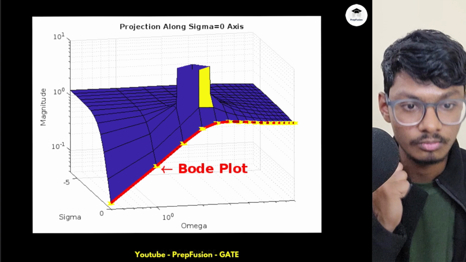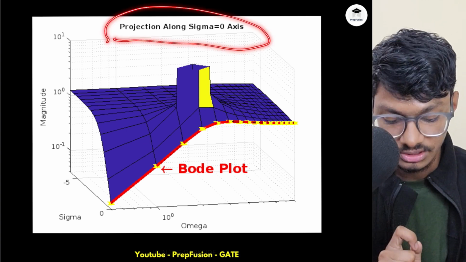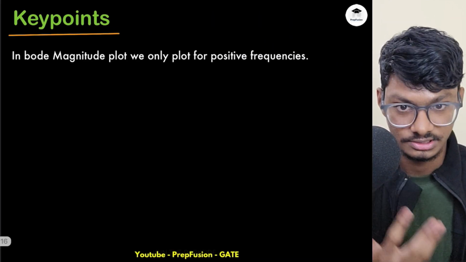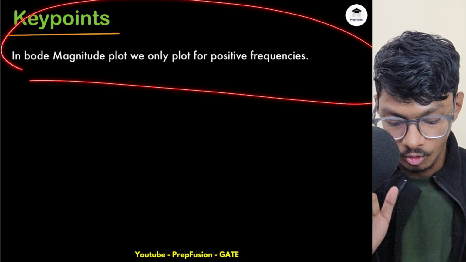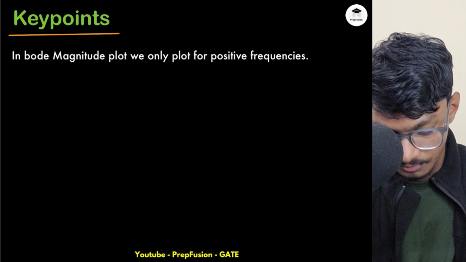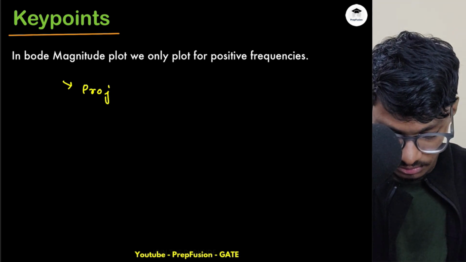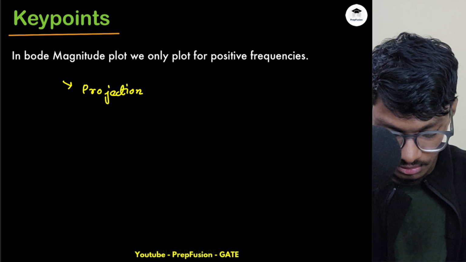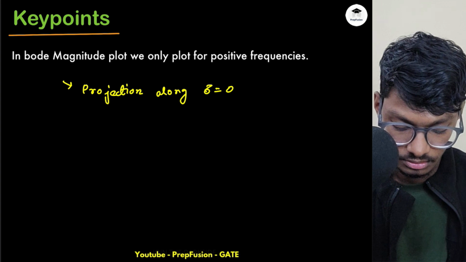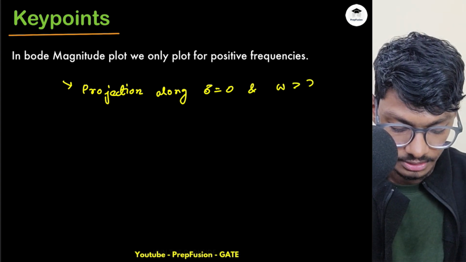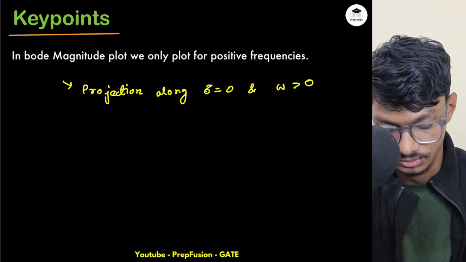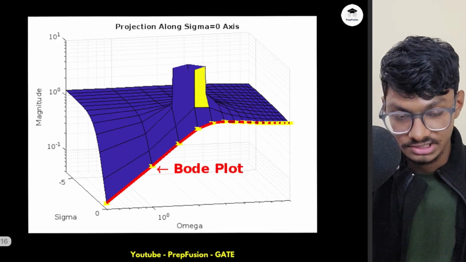So what is the Bode plot? The Bode plot is basically the projection along the sigma equals 0 axis and for positive frequency. This is the one key point I want to say: in the Bode plot we only plot for positive frequencies. Basically the projection along sigma equals 0 and omega greater than 0. These are the two conditions, and that is what we do in the Bode plot.